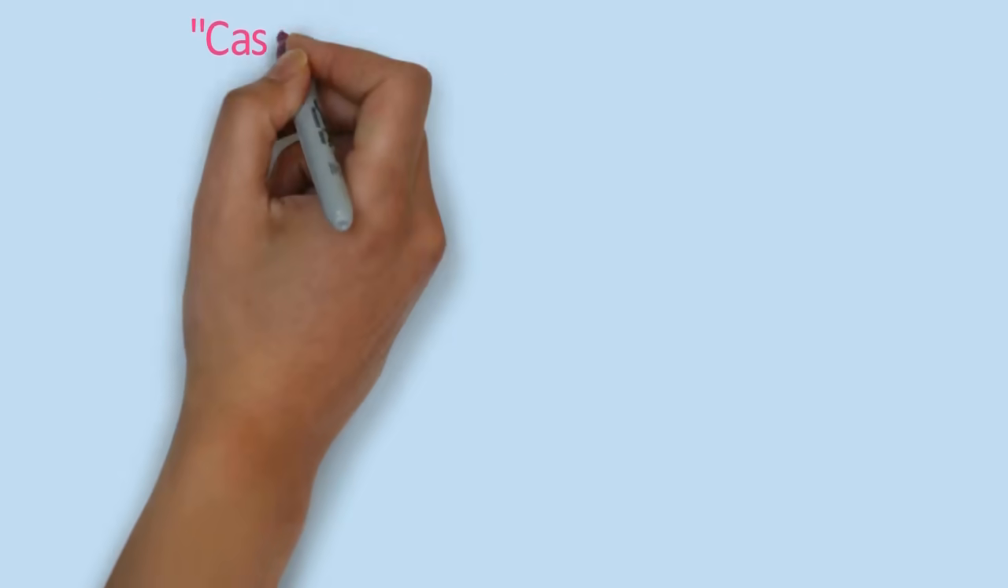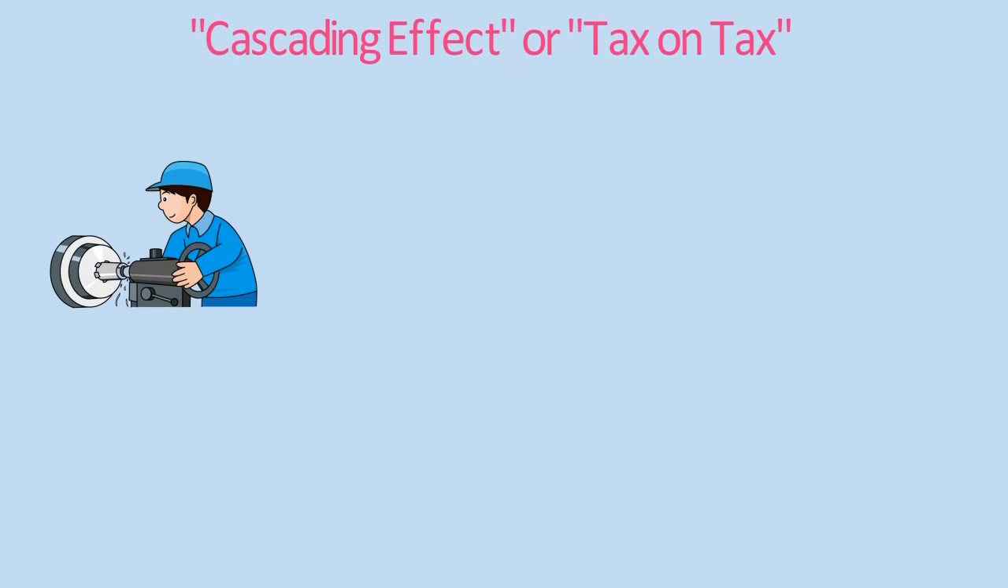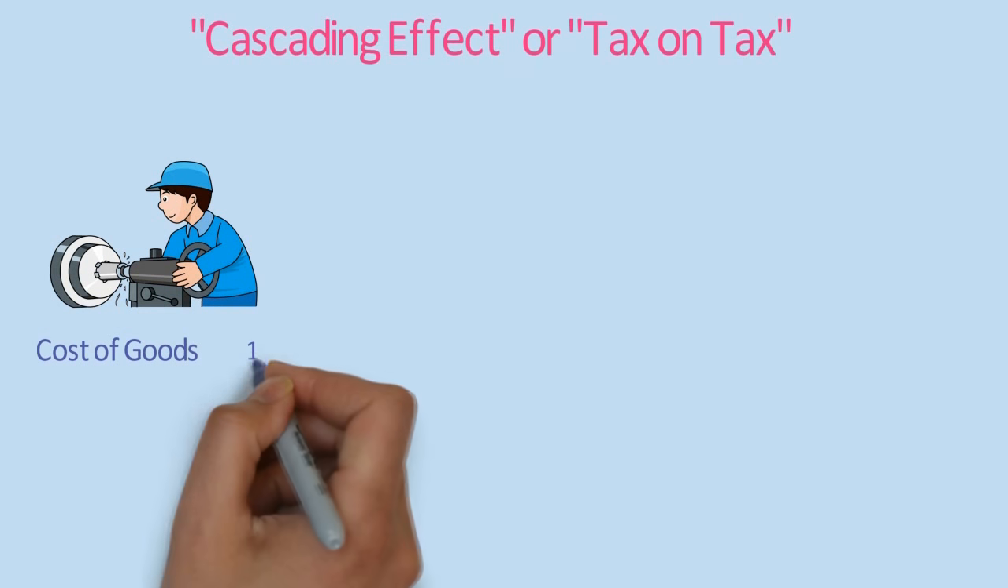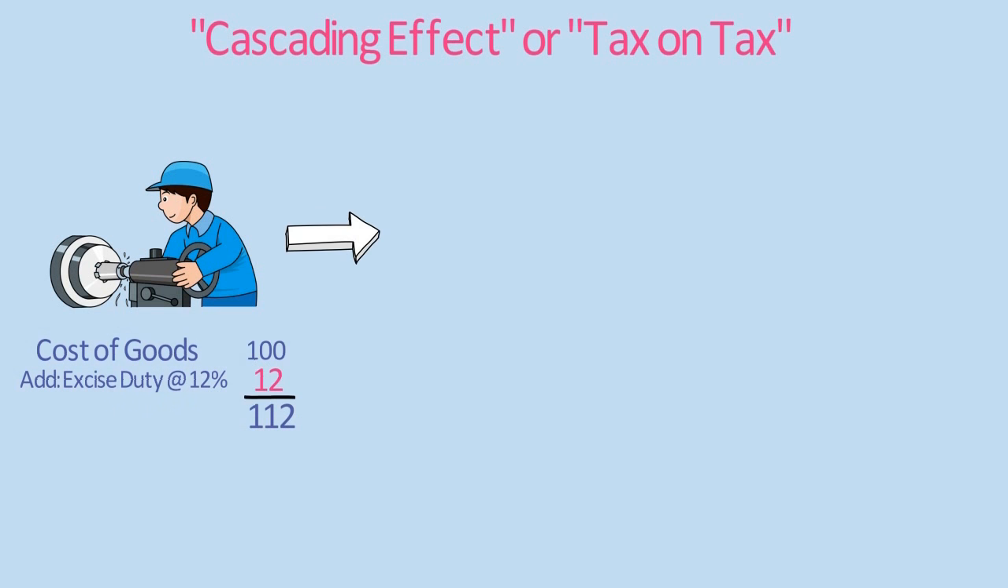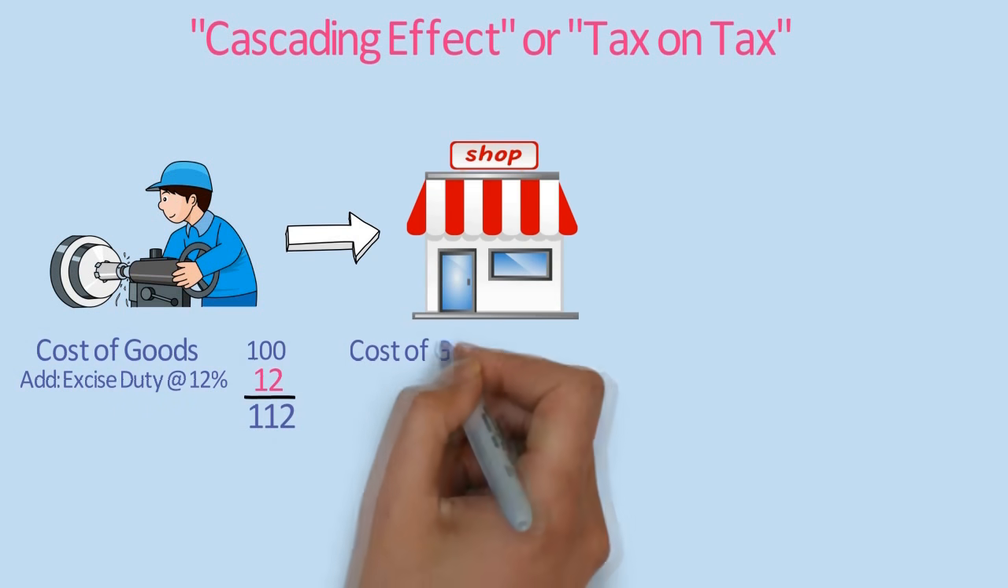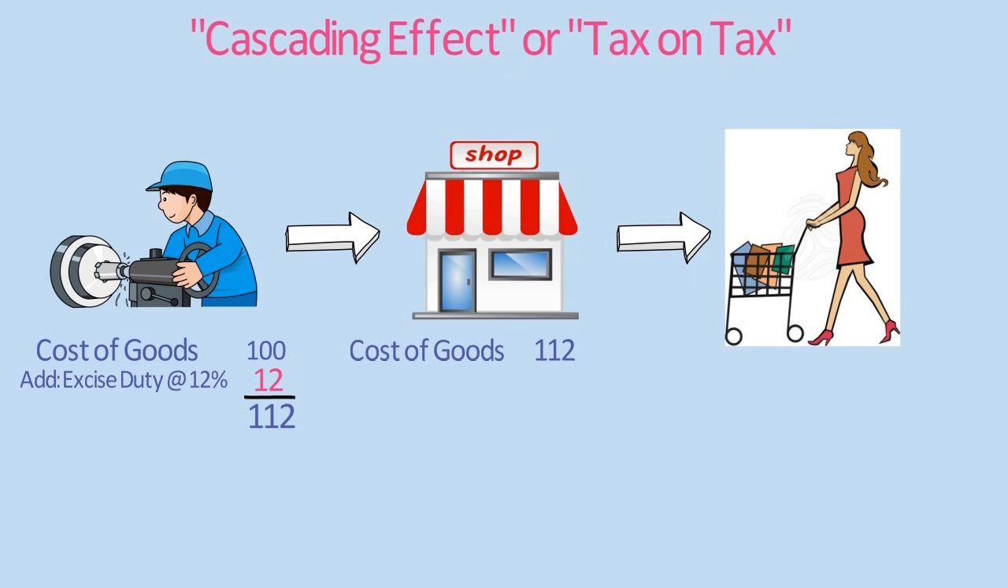Cascading effect is a situation where tax is imposed on previously charged taxes. In simple words, it means tax on tax. A product on which excise duty has been charged can also be liable to VAT. Let's say a manufacturer produces certain item for ₹100. He charges excise duty at 12% and sells it to shopkeeper for ₹112. That shopkeeper sells the same item to the consumer after charging VAT at the rate of 12.5%.